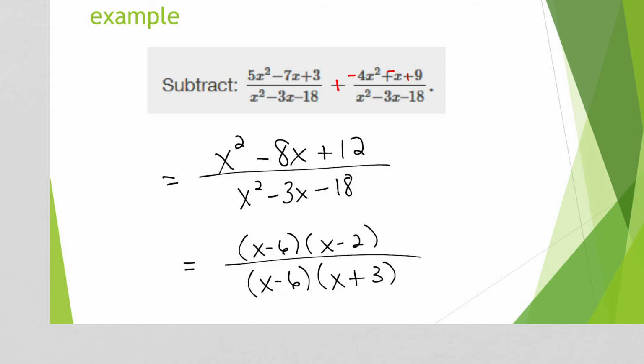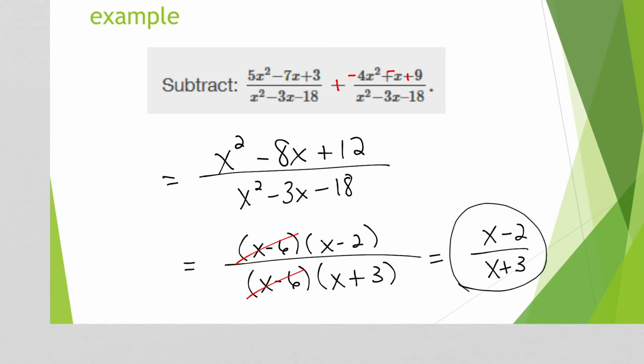Now let's mark out our like factors. And so what are we left with? We are left with x minus 2 over x plus 3. And that's it. That's all we can do. Remember, you cannot mark out those x's. Why not? Because that x is married to that minus 2, and that x is married to that plus 3.